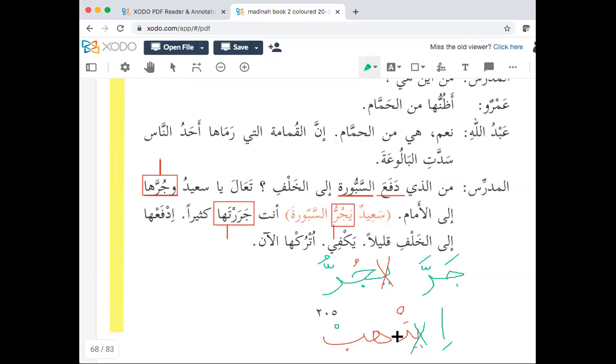So right now you are left with these two letters, the jim and the double ra. Now, what happens? I need to make it majzoom. How do I make this majzoom? Because if you think about it, what is the asl of these two ras? Already, in order to get a shadda, yeah, it was like this. Yajurru.